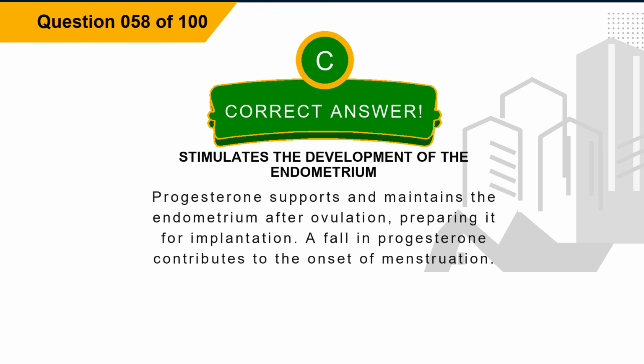Explanation. Progesterone supports and maintains the endometrium after ovulation, preparing it for implantation. A fall in progesterone contributes to the onset of menstruation.